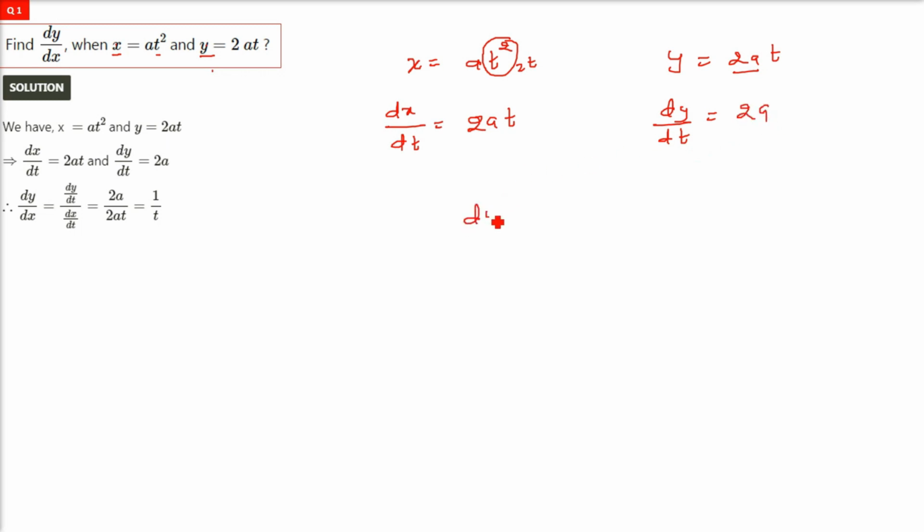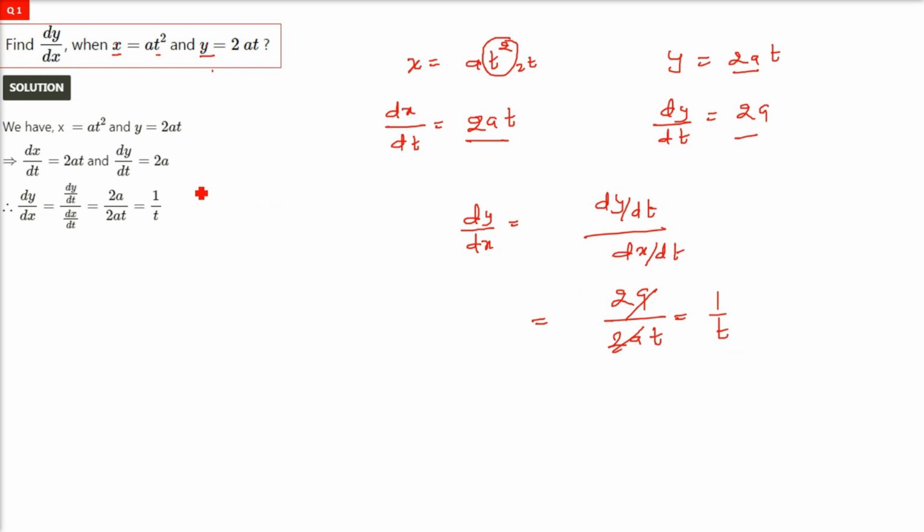Now dy by dx is what we intend to find. That is, we need dy by dt divided by dx by dt. So dt gets cancelled and you get dy by dx in turn. dy by dt is 2a, dx by dt is 2at. 2a gets cancelled, you get 1 by t, and that is the final dy by dx.